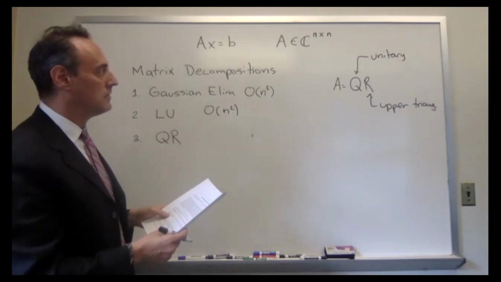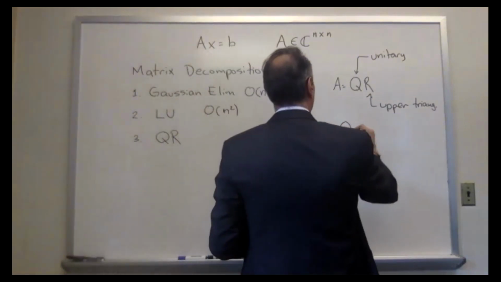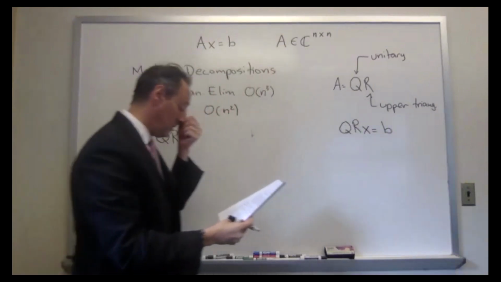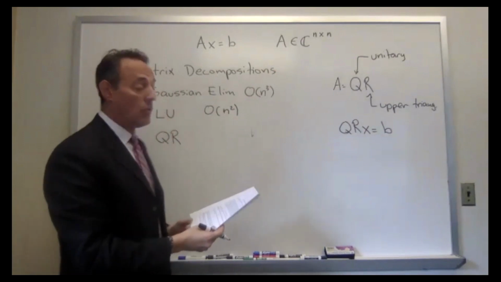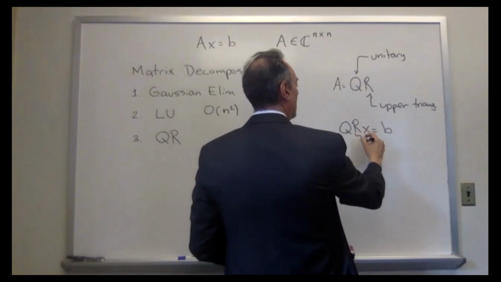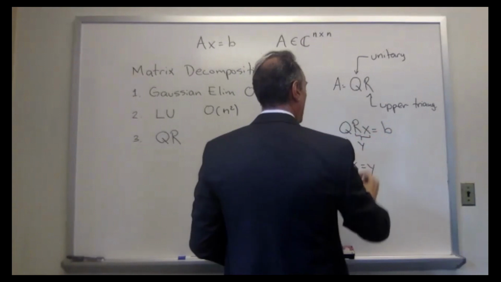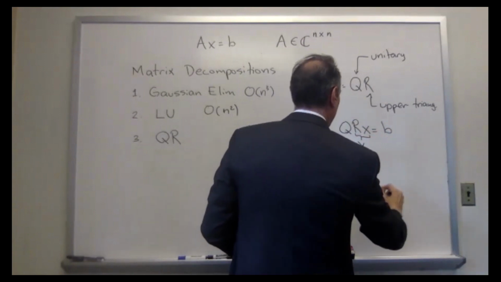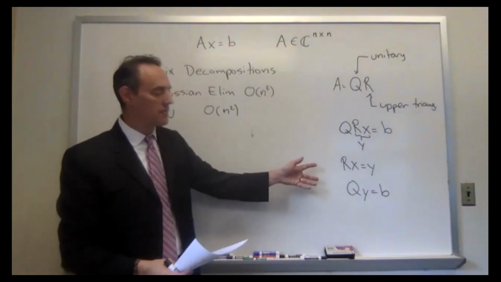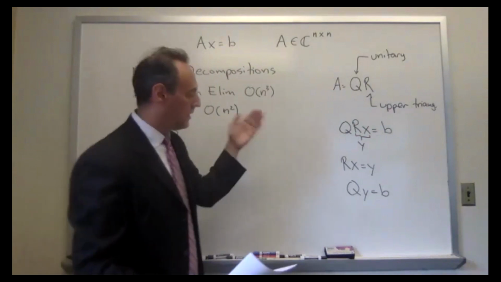So let's talk about solving Ax equal to B with this. So now you have QRx is equal to B. We'll do something similar to what we did before. We'll call Rx Y. So what you have is Rx is equal to Y, and then you have Qy is equal to B. Okay, so it looks very similar to what we just did with LU, but there is a big difference.